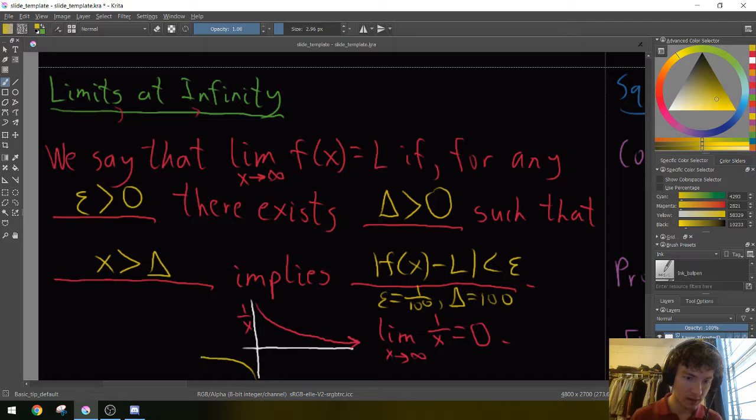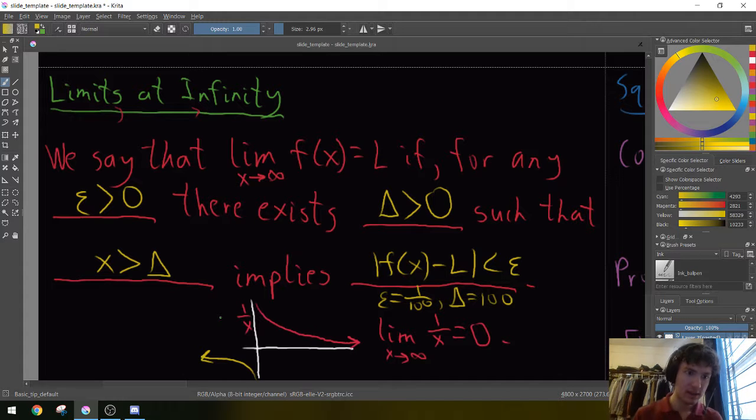I believe we would swap delta greater than 0 for delta less than 0. Good, so delta would be negative, and then what would this condition become? This would become x is less than delta.